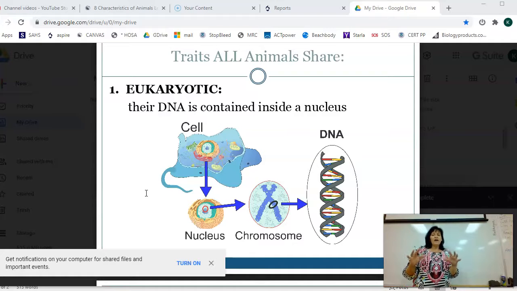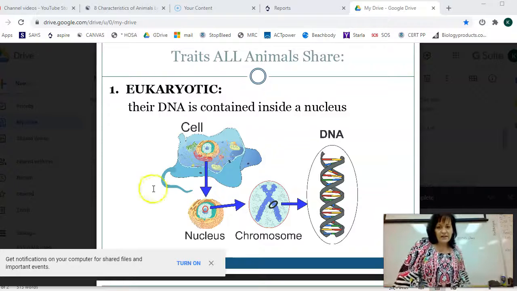So choose one of those boxes and draw a picture that will remind you of DNA inside the nucleus, okay? Be sure you write the word eukaryotic and then draw in your box. And now at the very top of this page, you're going to title it 8 traits animals share. Then you're going to have the boxes underneath. So one of the boxes is eukaryotic.